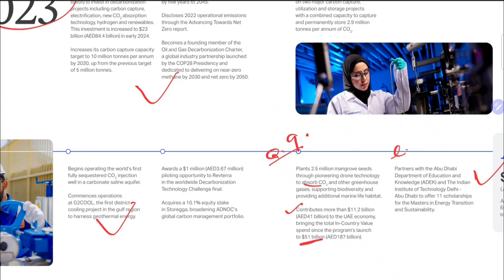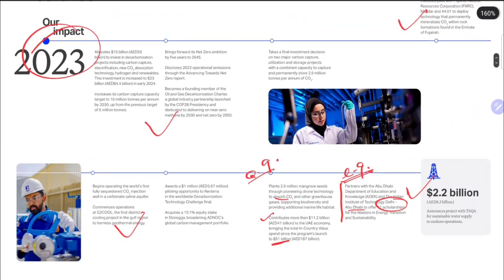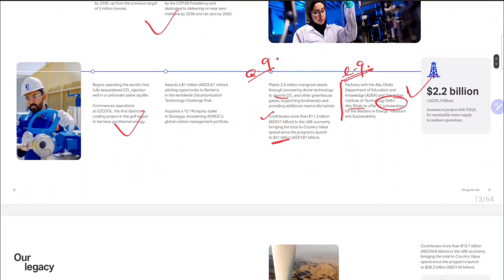The company, again as an example we can see here, as one of the milestones, partners with the Abu Dhabi Department of Education and Knowledge (ADNOC), the Indian Institute of Technology IIT Delhi, Abu Dhabi, to offer 11 scholarships for the Master's in Energy Transition and Sustainability. So that is also one of the milestones for sustainability.